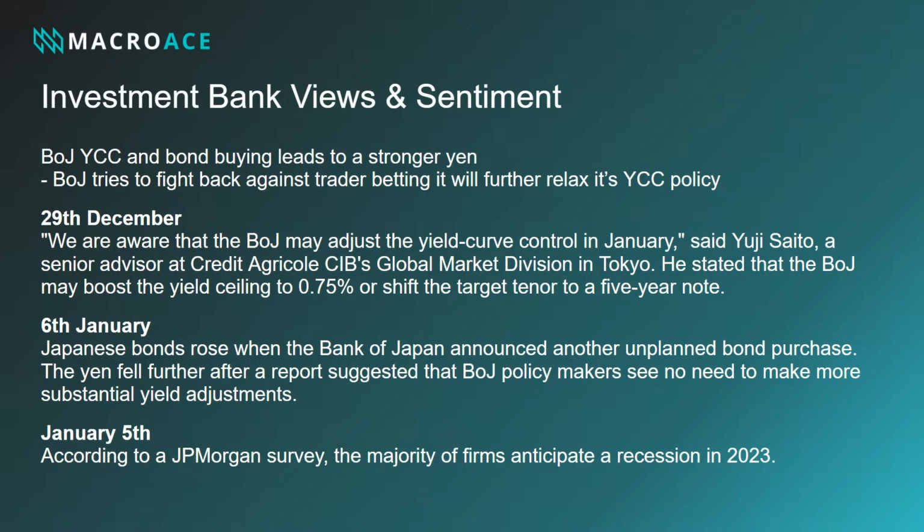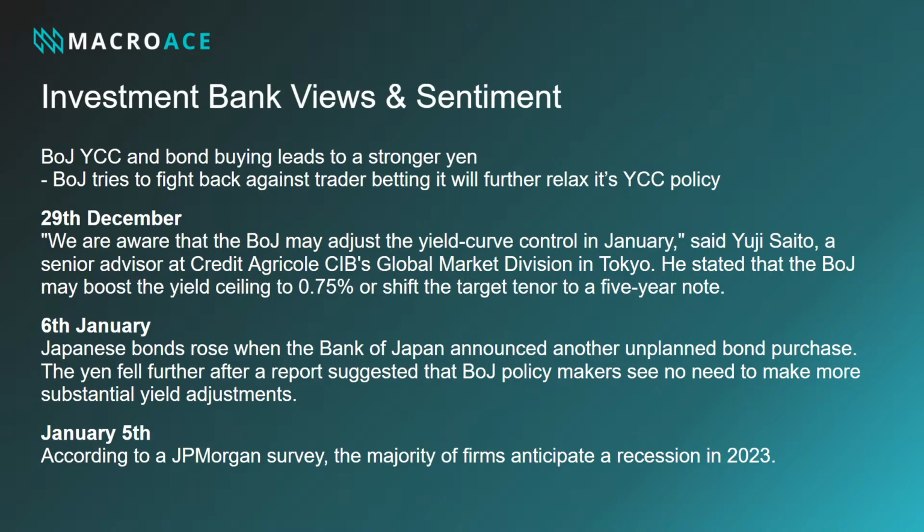So that sent the yen flying in the markets for quite a while, only until today when we were looking at the currency strength chart, you had the yen seeing some weakness again with the unscheduled bond buying from the Bank of Japan. So the Bank of Japan was trying to fight back against traders betting that it will further relax its yield curve control policy. You have that going on.